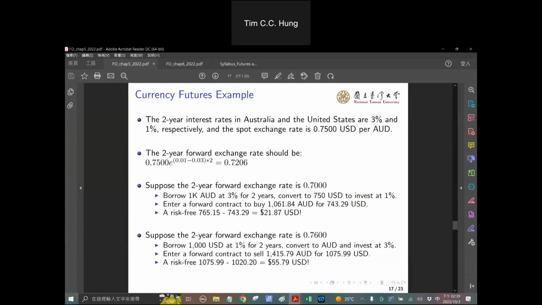And if this mispriced forward exchange rate stays there and holds, you could repeat this 100 or even 1,000 times, and that would make your profits 100 or 1,000 times. That's why we call it an arbitrage. Okay, everything okay so far?